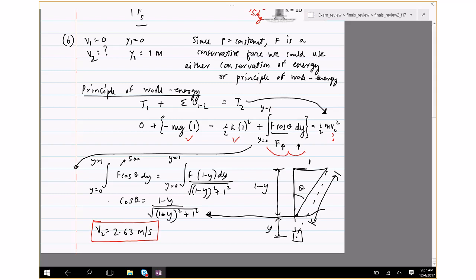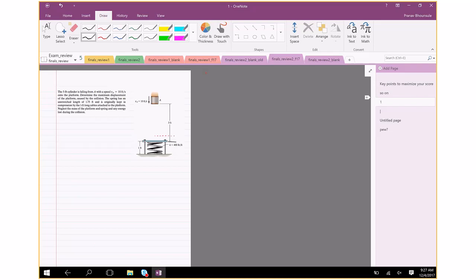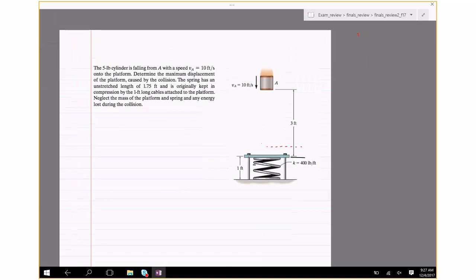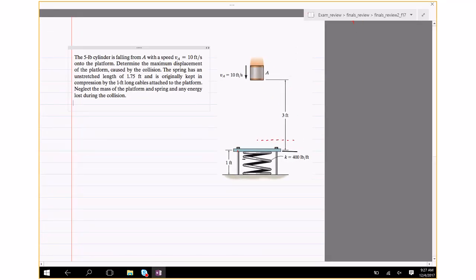So I'll solve this later. Did I do this problem in class? I didn't finish it. Yeah, you did. I did this.